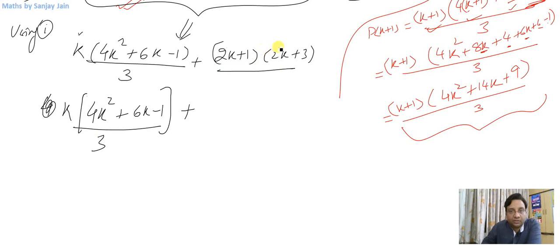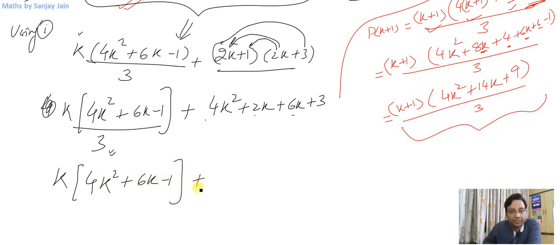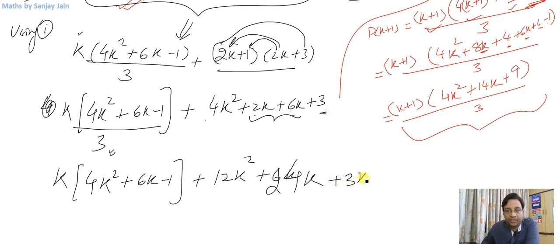So this is what? 2k multiplied with 2k will give me 4k squared. Then this will give me 2k. This will give me 6k. Then plus 3. Right? And when I multiply this with this 3, this is 8k, right? So k into (4k squared plus 6k minus 1) plus this is 12k squared plus 6k. Okay, this can be combined, 8k into 3, so I'll write it as 24k, and then there will be plus 3k, and this entire expression divided by 3.